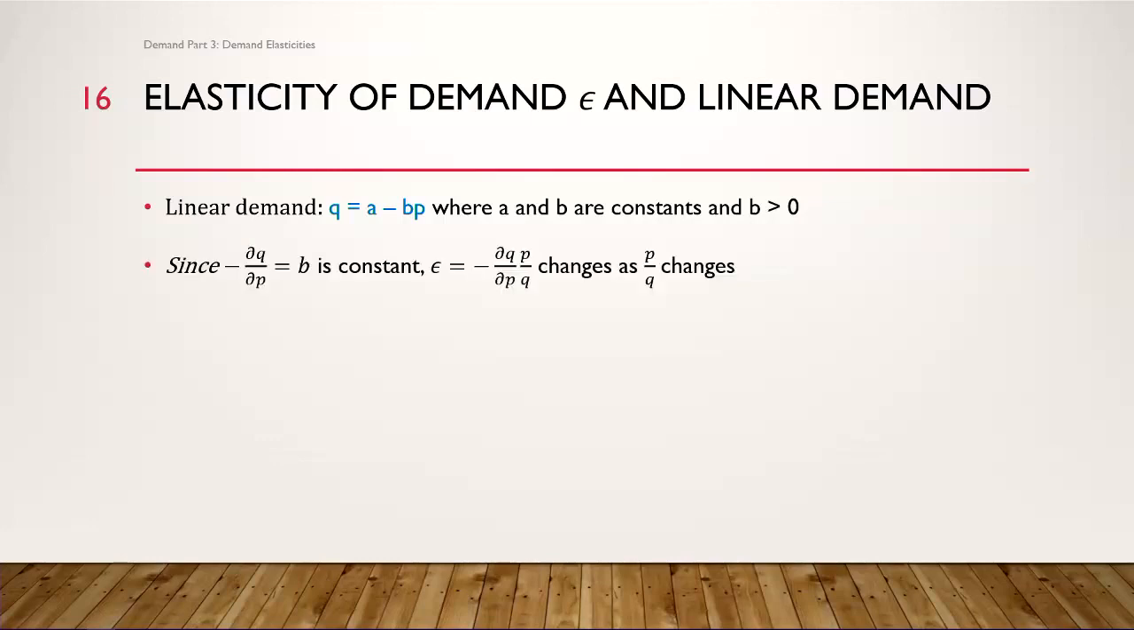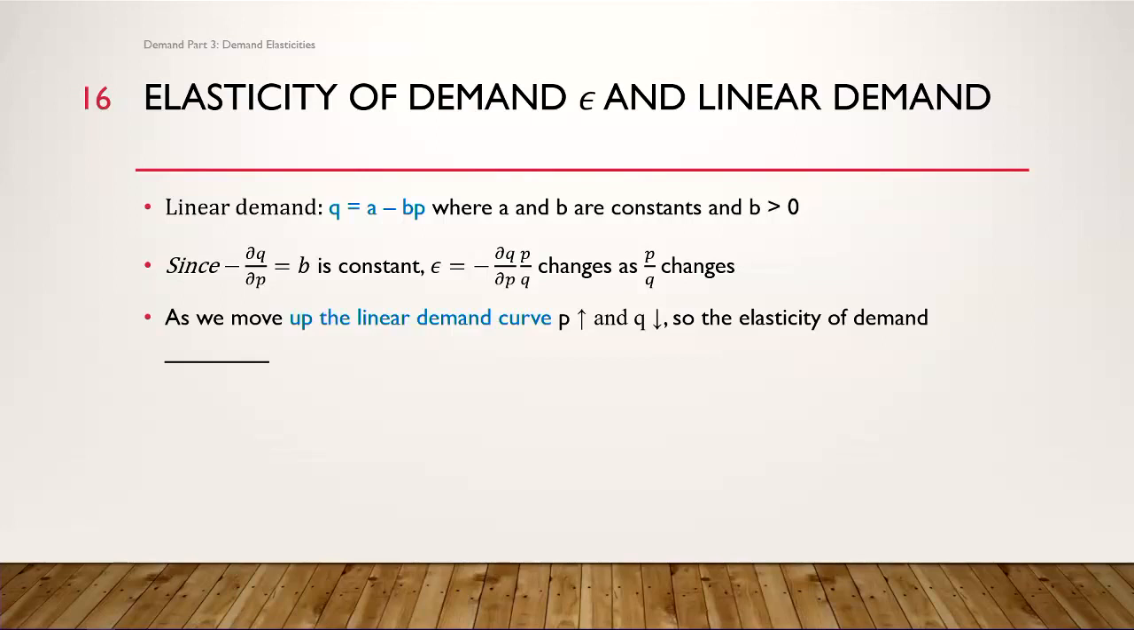Now, since the slope is constant by definition for a linear demand curve, the slope here, minus B, is constant. So if you differentiate the quantity with respect to price, dQ/dP, you get minus B. So the minus of it is plus B. We plug that into our elasticity of demand formula, and in place of minus dQ/dP, we can just put B, the constant. So that means the elasticity of demand only changes as P over Q changes, since the slope is constant. So let's change P over Q.